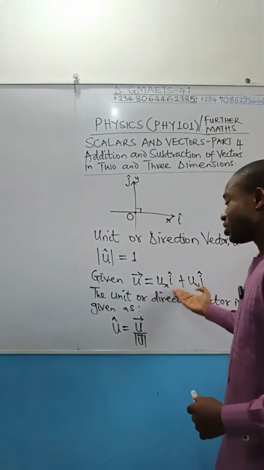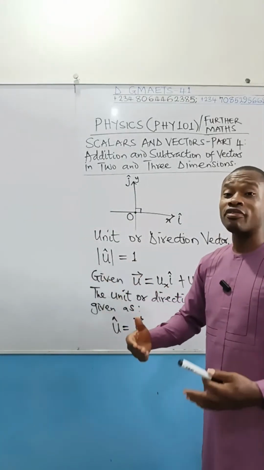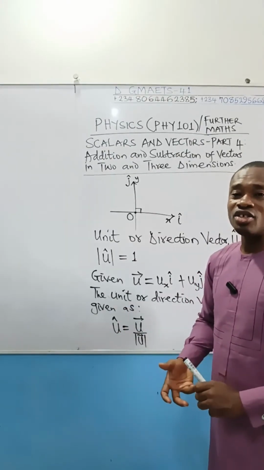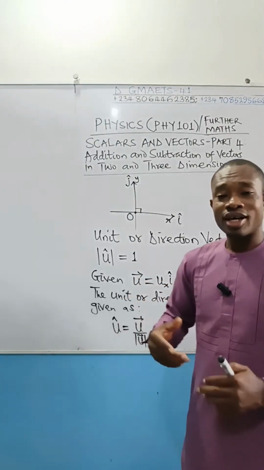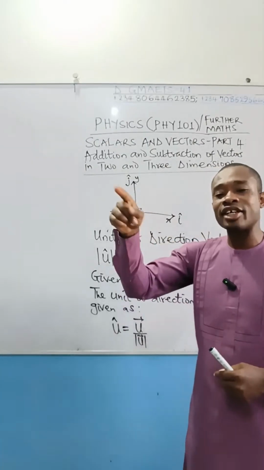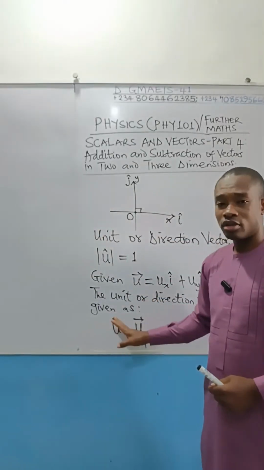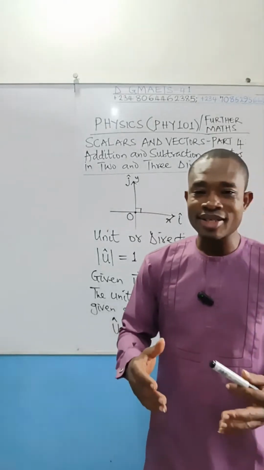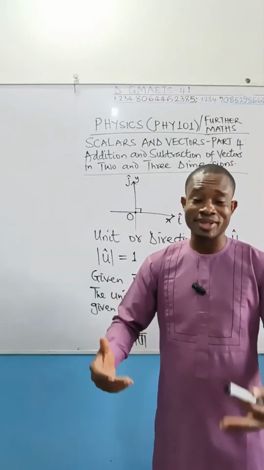Imagine that someone gives you a vector defined as 3i plus 5j. Calculate the unit vector associated with that given vector, or calculate the unit vector in the direction of this given vector. This is the formula you use. Remember, like I said, you can note it down, although we're going to solve questions on them.